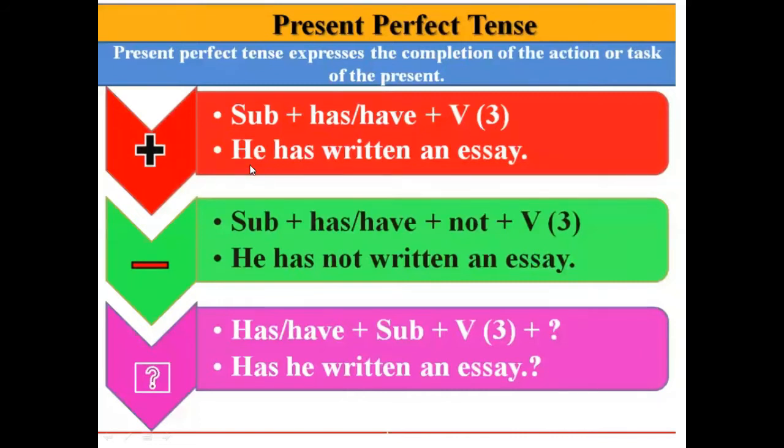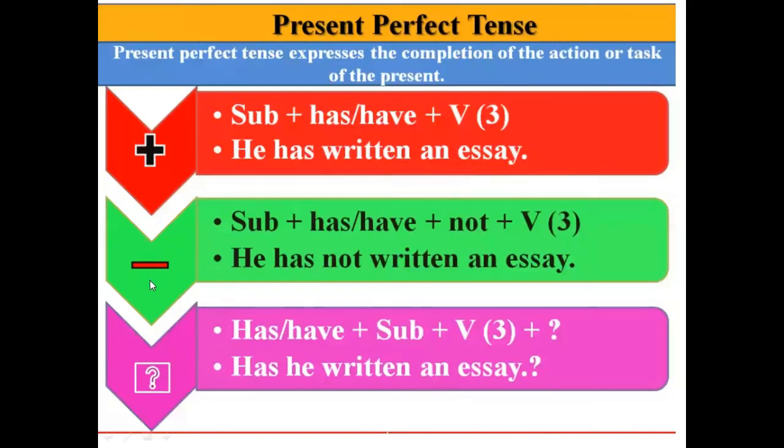For example, he has written an essay. He we use as a subject. Has is a helping verb we used in the sentence. Written is a third form of the verb, and an essay is the object. Okay, so simply we followed the same structure as I taught before, that subject, has, have, and the third form of the verb, and at the last we use the object.